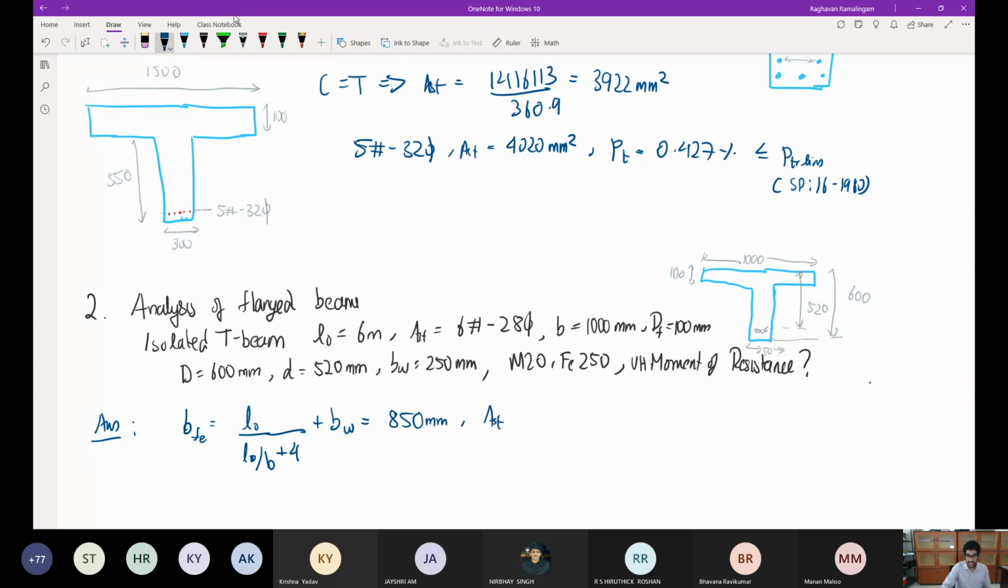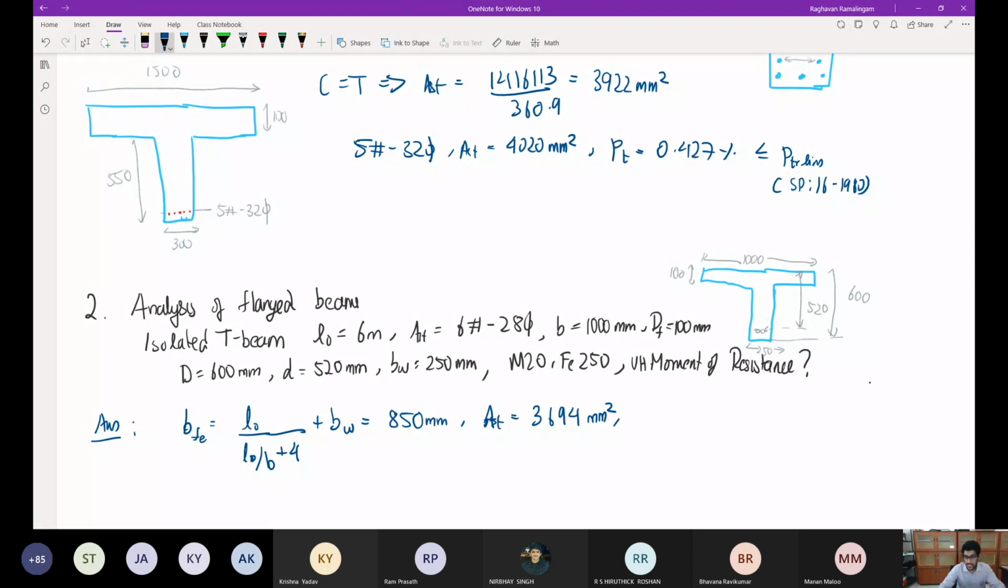Next, let us calculate the total area of steel. How much is Ast? Six numbers of 28 mm diameter bars. How much do you get? So 3694 mm squared, maybe. So this has also been found.